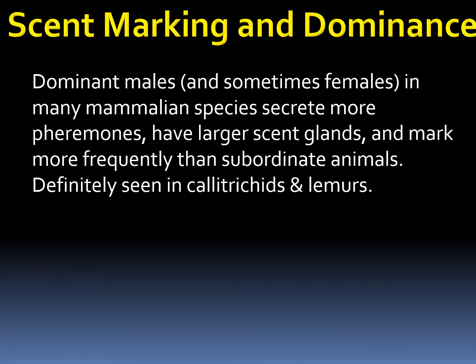We also have scent marking and dominance. Dominant males and sometimes females in many mammalian species secrete more pheromones, have larger scent glands, and mark more frequently than the subordinate animals. This is definitely seen in callitrichids as well as lemurs.